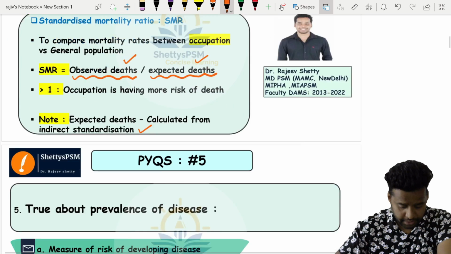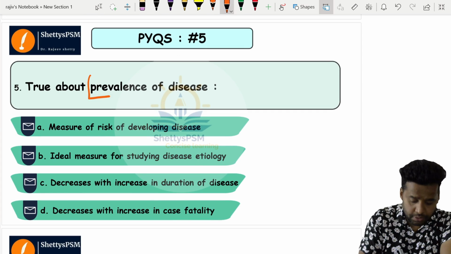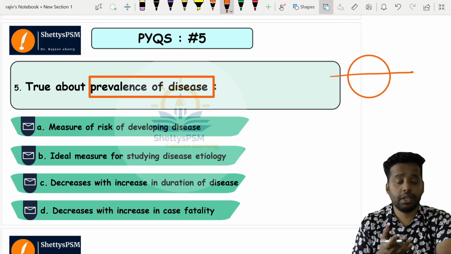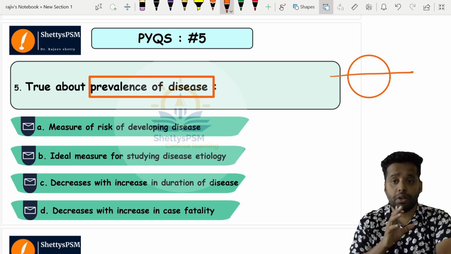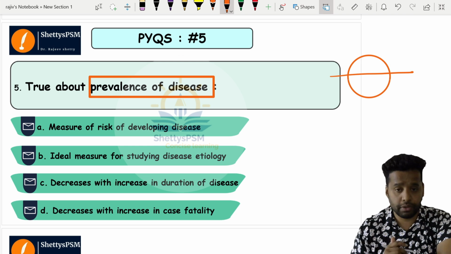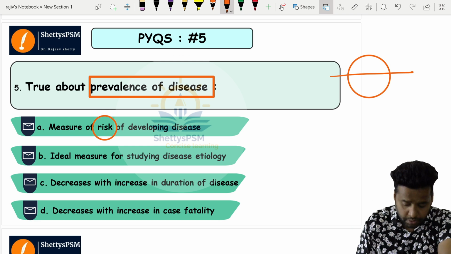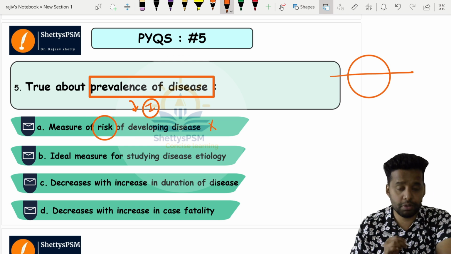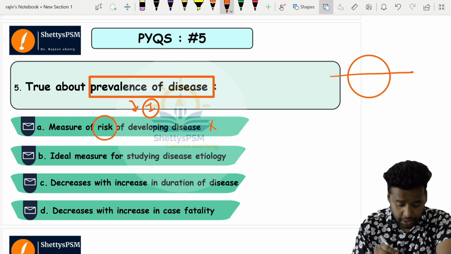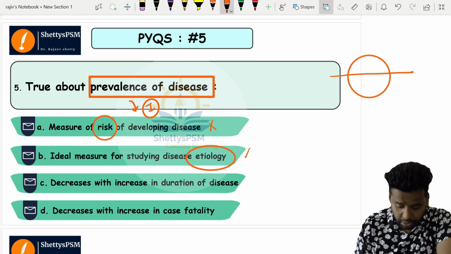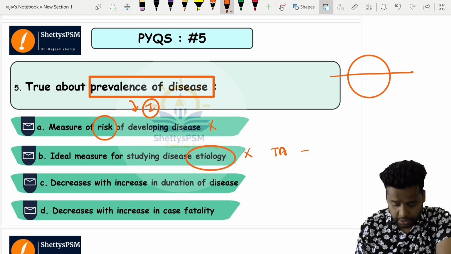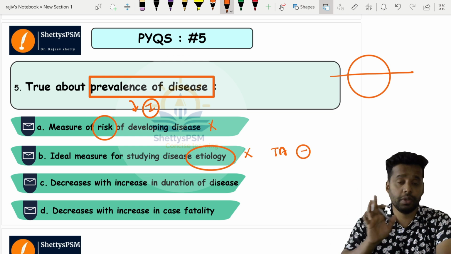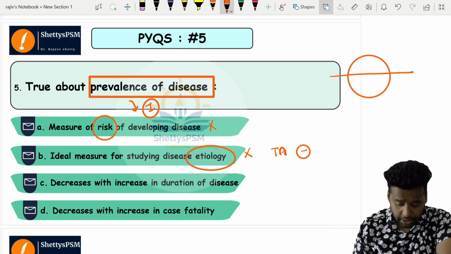True about prevalence of disease: it means how many are having the disease at one point of time. You are taking the burden. You are not doing follow-up. It is at one point of time. Is it a measure of risk? No, it is burden. Risk is given by incidence, where you do follow-up. Prevalence will indicate burden. Studying etiology? No, you are not doing any follow-up. Temporal association is not proved, so you are not studying any etiology. You are not doing exposure to outcome. That sequence is not studied.